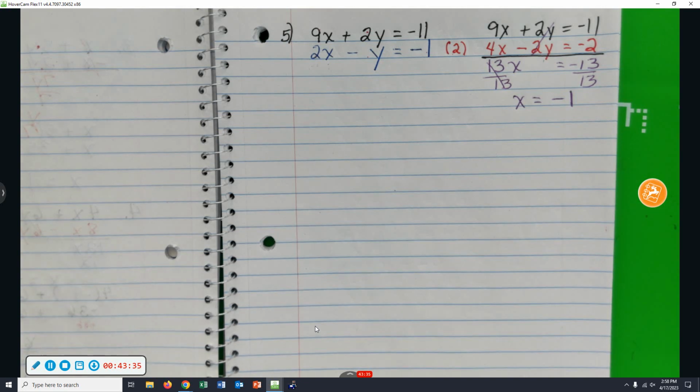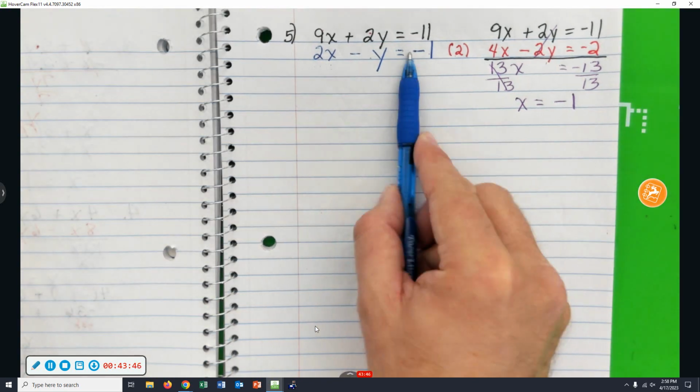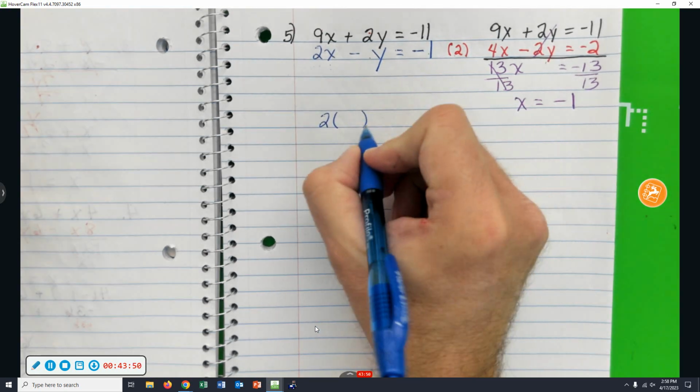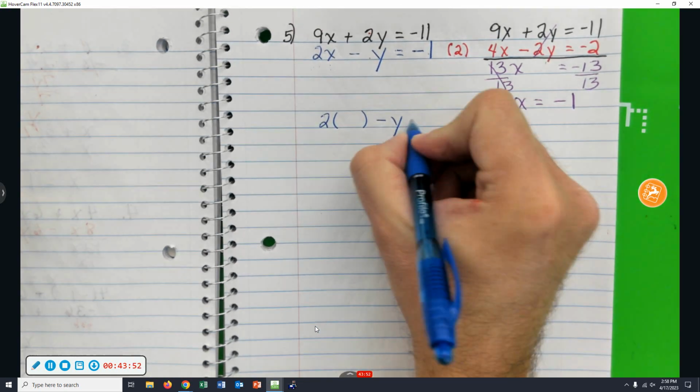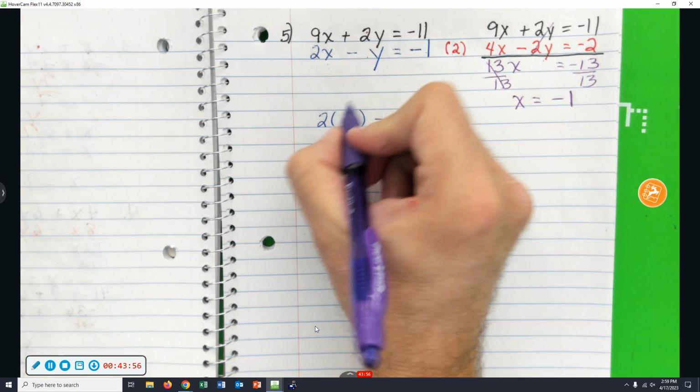Just plug into one of the original equations, whichever one you want to use. 2 in parentheses negative 1. Okay, so you're using this one right here? The second one? Okay. 2 times negative 1 minus y equals negative 1. Are y'all caught up with me?